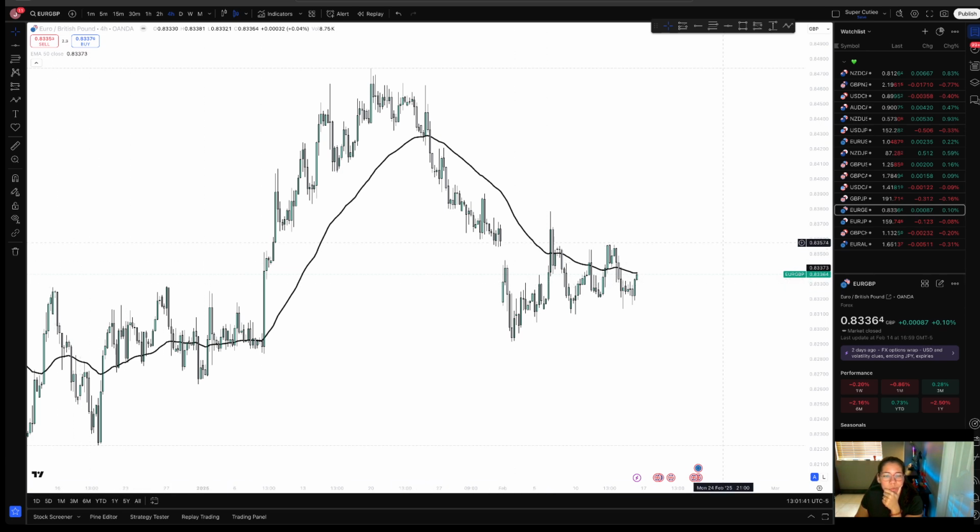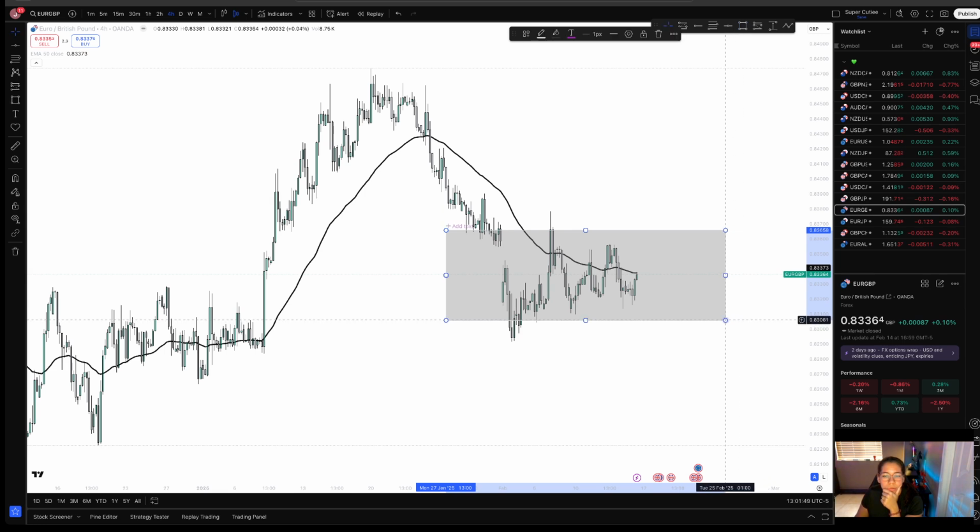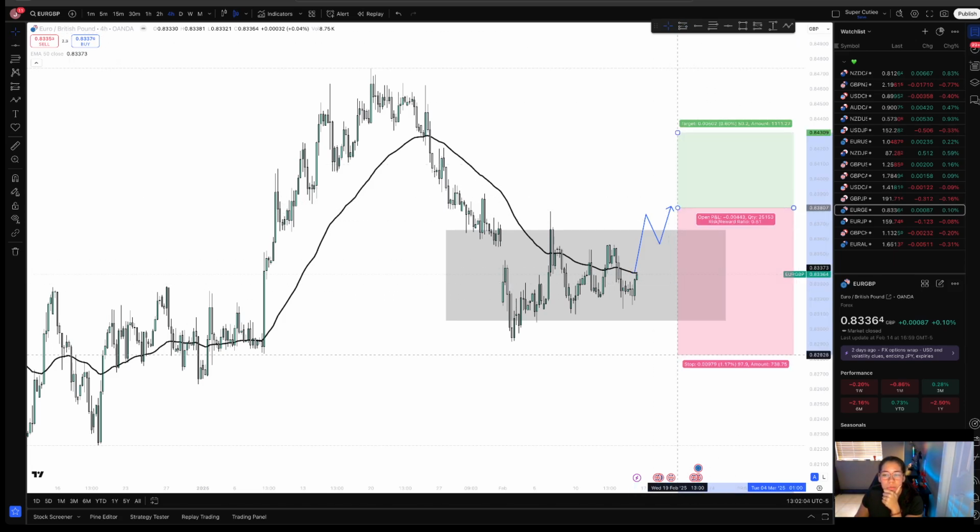Okay, so we need price to completely come out of this. Right, so I'm gonna mark this zone here. And we need price to do one of these. We did flip on the daily. We're flipping on the 4 hour. We need one of these to happen to take them long. We could put stop loss. I'll put it all the way down here actually.